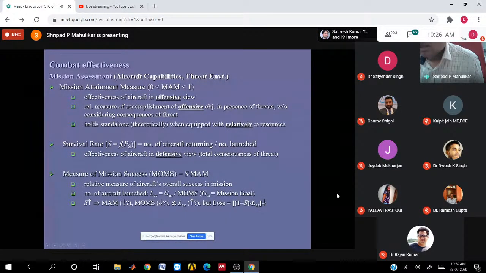And a high survival rate is achieved by high stealth features. High stealth features appear to be mainly a defensive part, but actually help in the offensive part. What I'm trying to say is that the offensive and defensive parts of the mission are not mutually exclusive. They are not orthogonal. So that is the point to be conveyed.